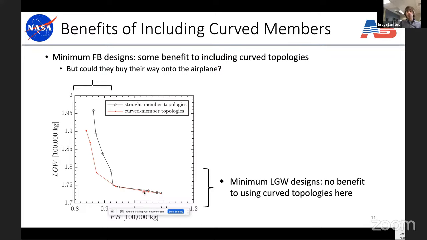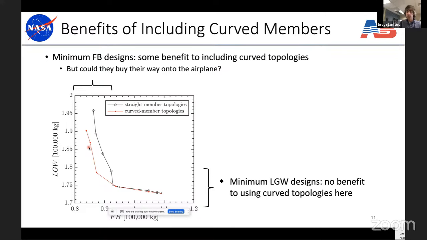There is no benefit to using curved topologies here. In the minimum fuel burn designs, the more aerodynamically optimal designs, we do see some daylight between these two Pareto fronts. So here there are some benefits to including curved topologies, at least from a physics standpoint. The question would be, could it buy its way onto the airplane, right? Because the manufacturing cost of having a curved rib is substantially larger than a straight rib. So is the delta that we're seeing here in terms of fuel burn enough to warrant its inclusion? We don't know the answer to that. We didn't make any attempt to answer that question.